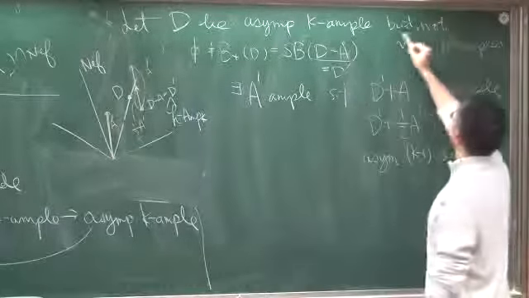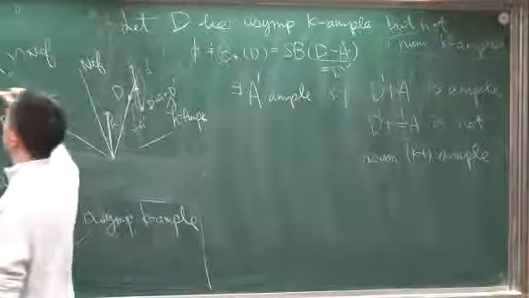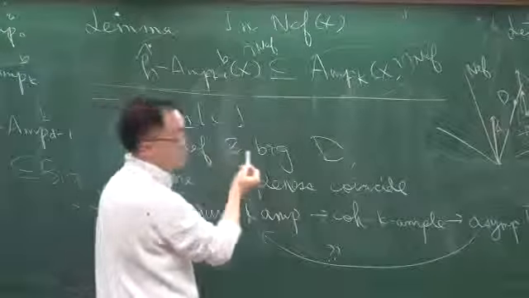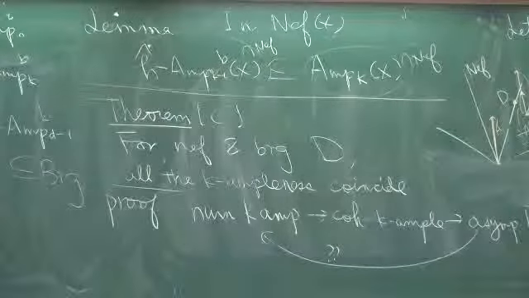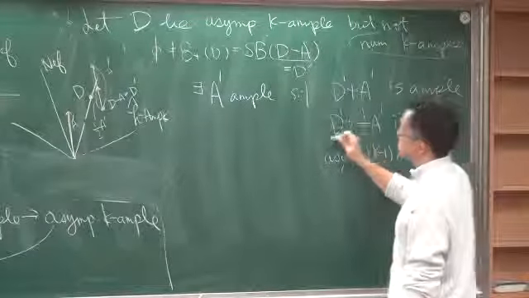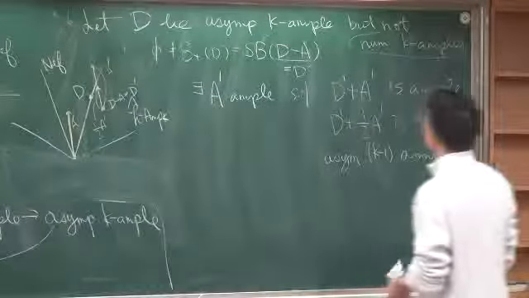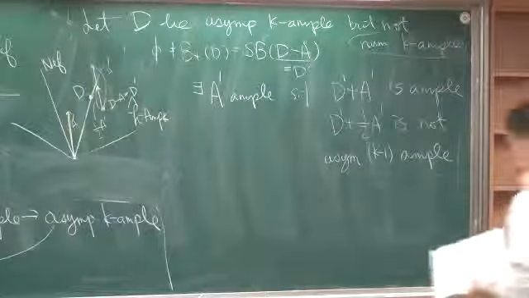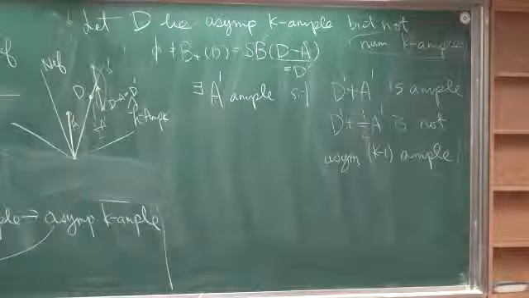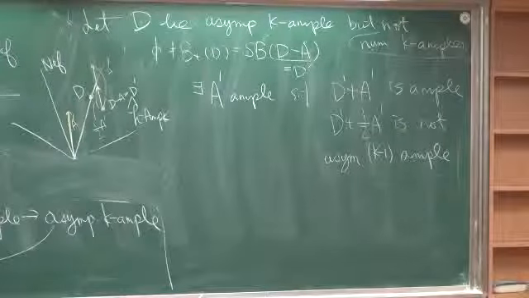So here, D is not numerically k-ample. But it's not even contained in here. That means it's not even asymptotically (k-1)-ample. So that's why we have this condition. So D' is not even asymptotically (k-1)-ample, because it's here. And the rest is easy. We just use the long exact sequence of cohomologies.